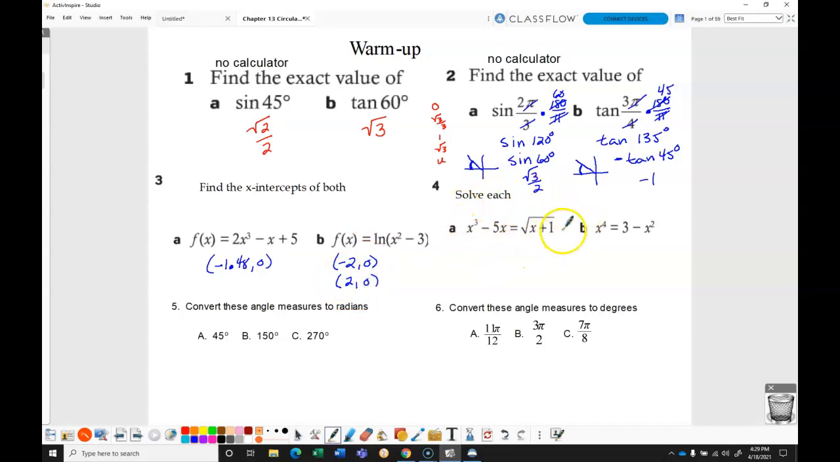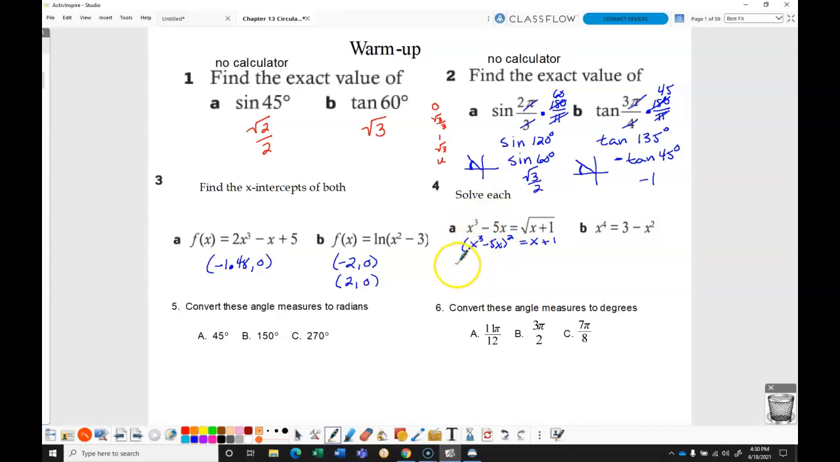Okay, so I want to solve these. Solve means find out what x is equal to. So I really don't enjoy that radical sign there, so how about I square both sides? So what this is going to get me is x cubed minus 5x quantity squared equals x plus 1. When all else fails, I could probably get it equal to 0 and then use my calculator and find the x-intercepts again. So by squaring this, I'm going to use the binomial square theorem.